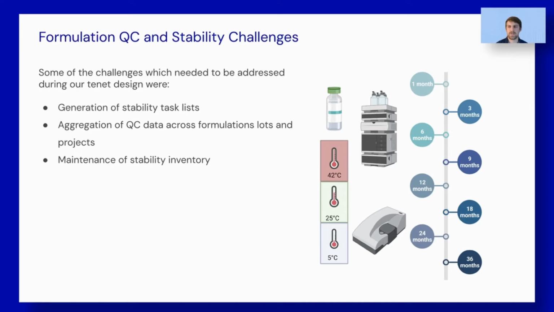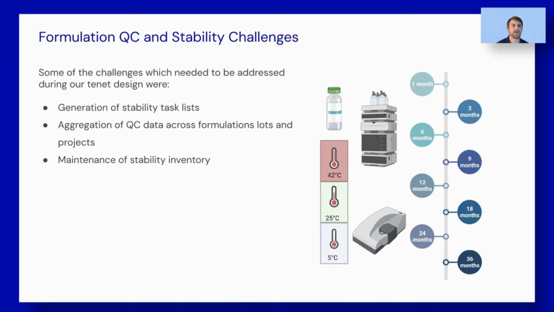They are then checked for particle size and component concentration by DLS, or dynamic light scattering, for particle size, and HPLC for chemical concentration at the various time points. You can see our general schedule on the right-hand side here: 1 month, 3 month, 6 month, 9 months, 12 months, 18, 24, and so on from there.